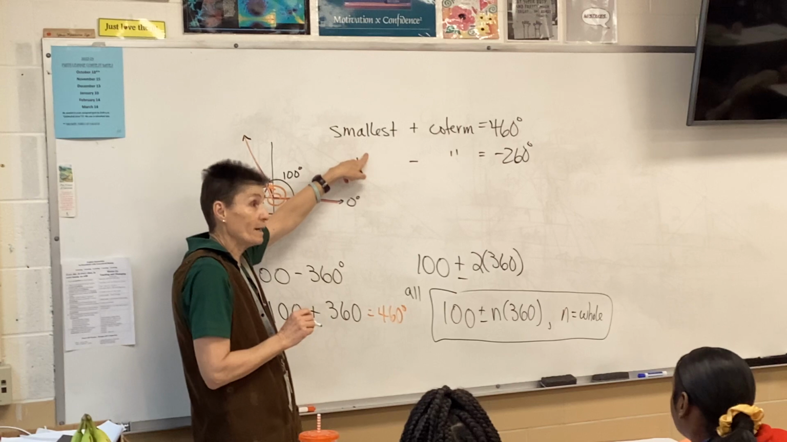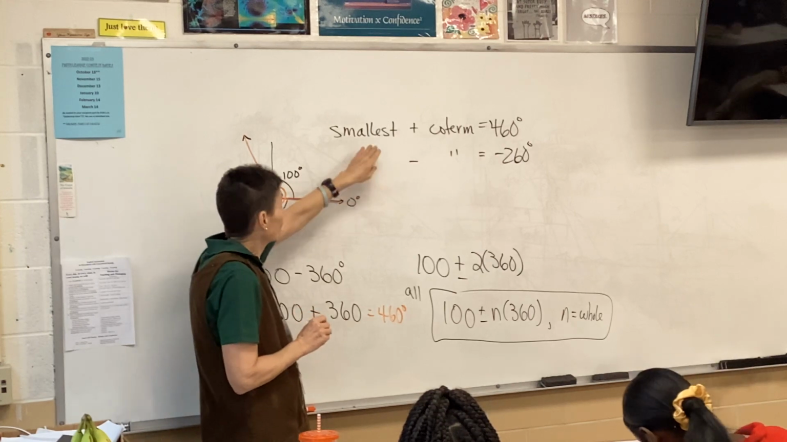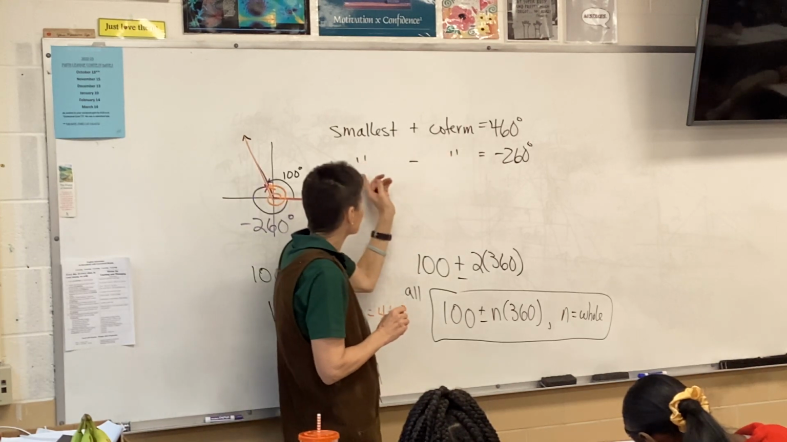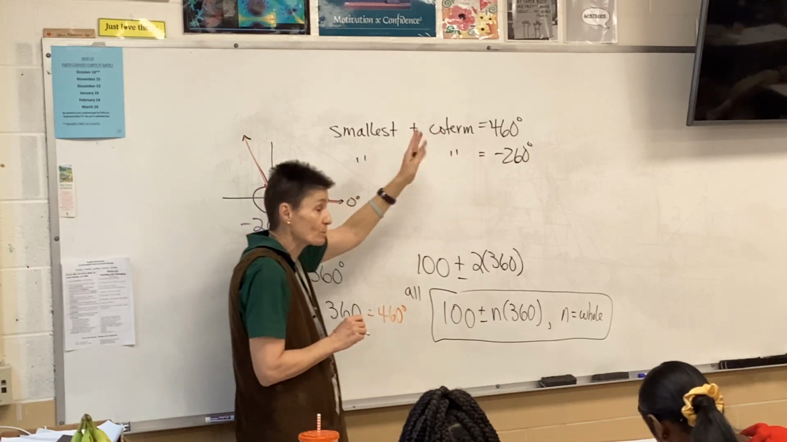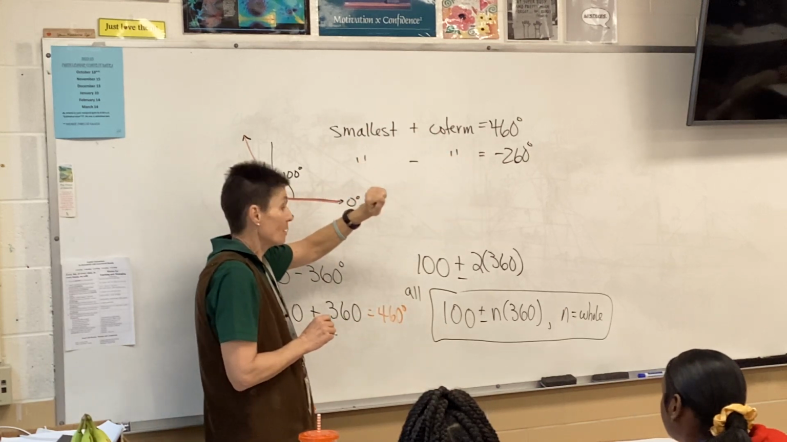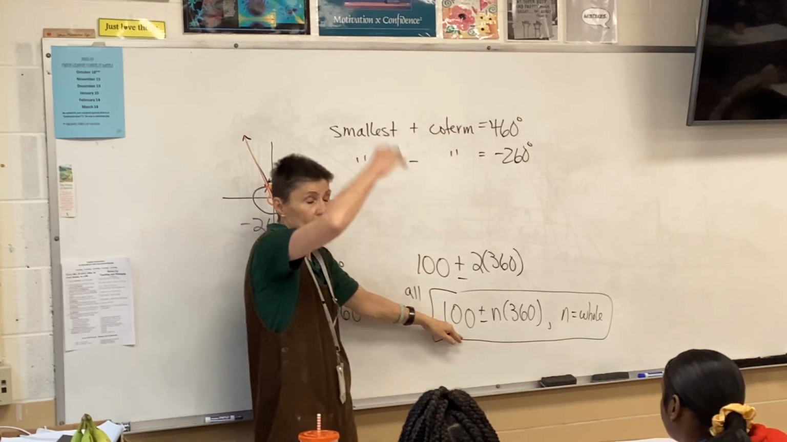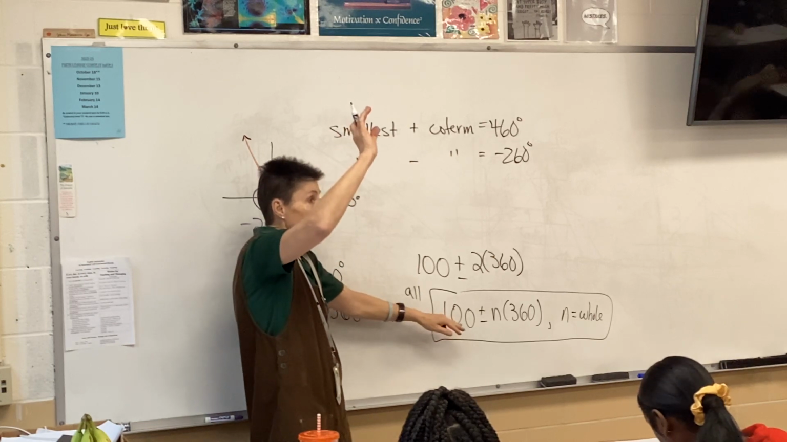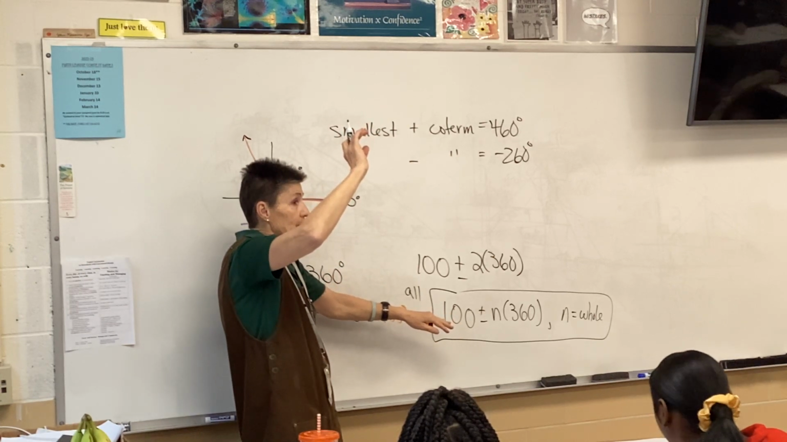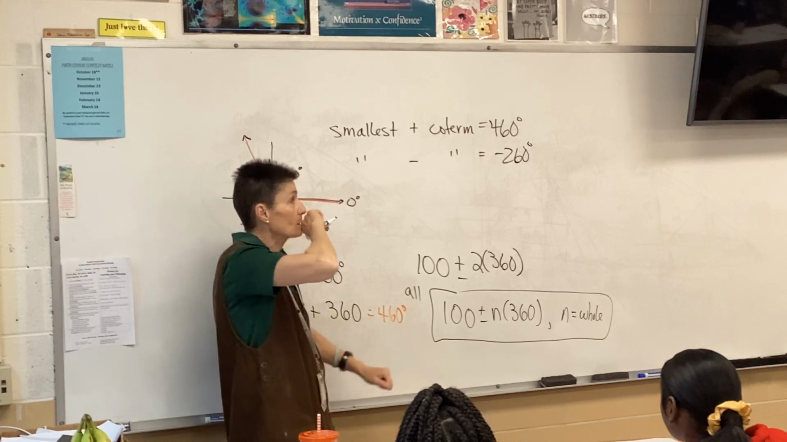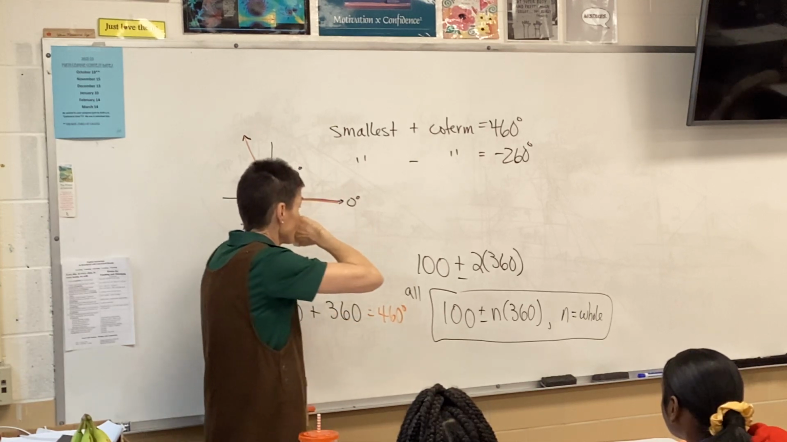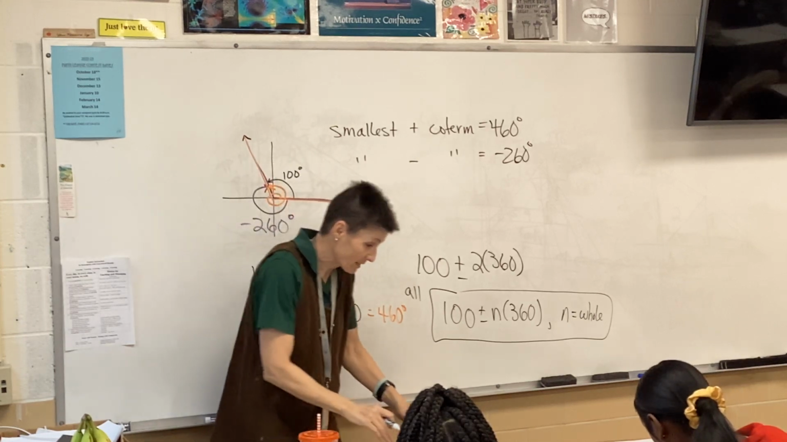Usually you just want one. So you would go for the smallest positive and the smallest negative, one of those, whichever one you wanted. This is all of them. Zillions. Okay? All right. So there we answered that.